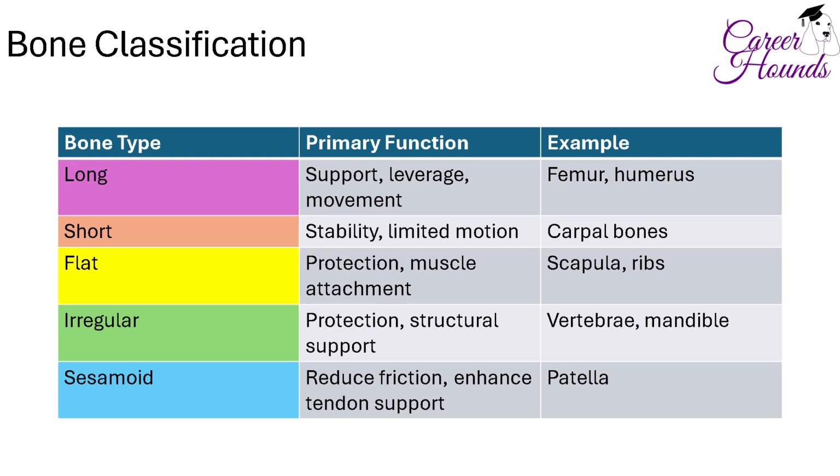Irregular bones. These bones have complex shapes that do not fit into the other categories. They offer protection of nervous tissue, support, and muscle attachment. Examples include vertebrae, mandible, and sacrum. Sesamoid bones. These small round bones are embedded within tendons and are usually found near joints. They reduce friction, modify pressure, and enhance the mechanical advantage of tendons during movement. Examples include the patella.